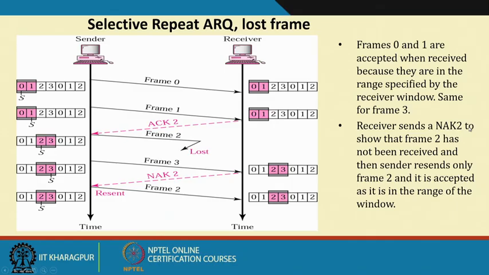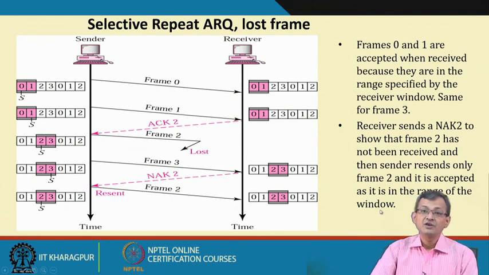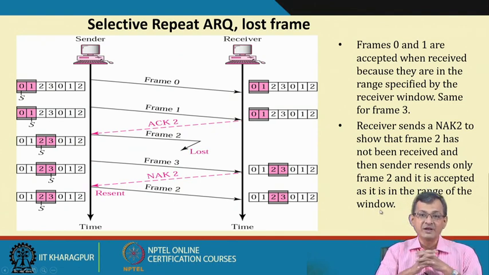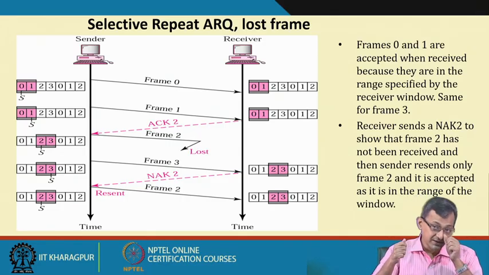The receiver sends a NAK 2 to show that frame 2 has not been received, right, and the sender resends only frame 2, and it is accepted as it is in the range of the window, right. So, this range of the window matters much. If it is within the range of the window, and you receive a NAK requesting a selective repeat of a particular frame, then it is resent by the sender.